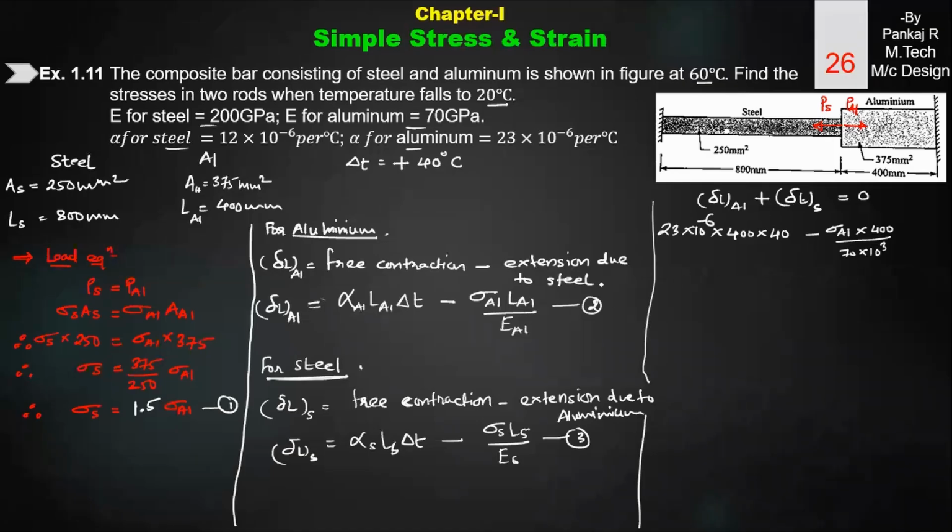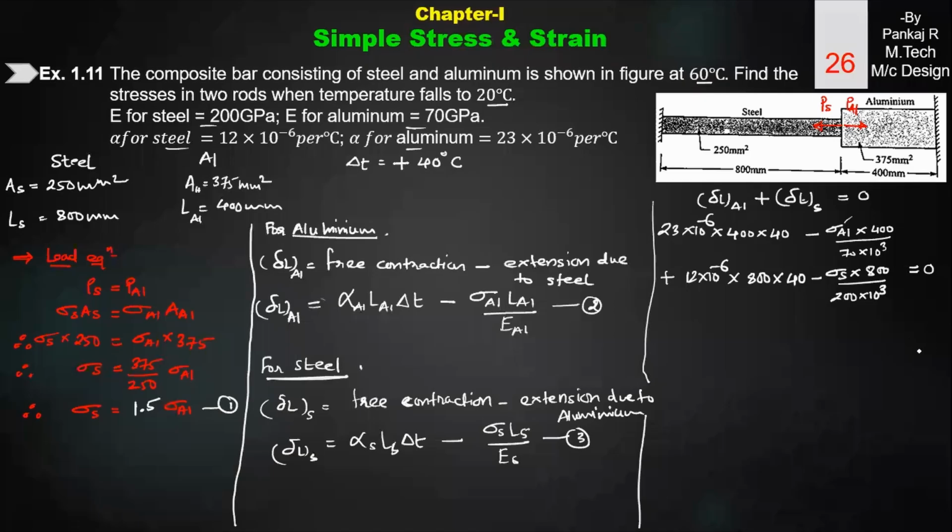उसमें हमें second delta L for this also we need to add. So I will write plus alpha S. Alpha S is how much? 12 into 10 raised to minus 6, into the length for the steel is 800, into the temperature is again 40, minus sigma for steel, length for steel is 800, upon E, this is 200, so 200 into 10 raised to 3, is equal to 0.